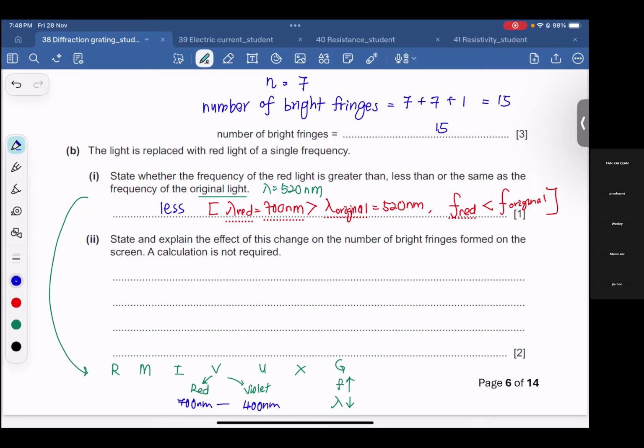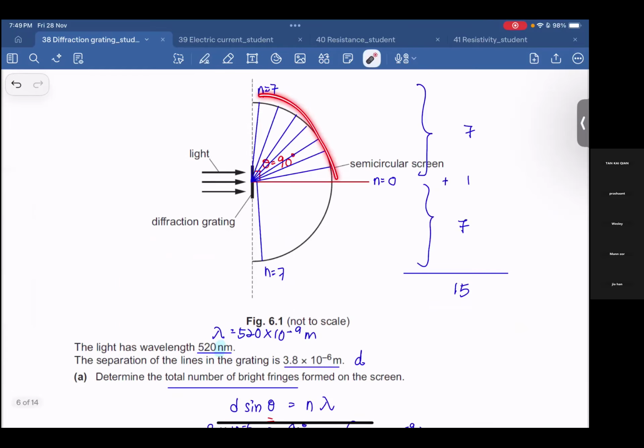Okay, state and explain the effect of this change on the number of bright fringes. What happened to the N number when you are using the red color? d sin θ equals n λ. You change the color of the light, but you didn't change the diffraction grating. So d is constant. This one is still using the semicircular, so the maximum angle you can still get is 90 degrees, because everything in the setup is the same. You're just changing the color of the light only.